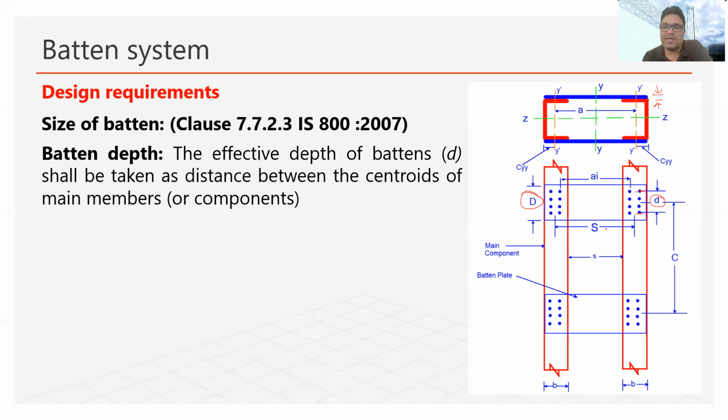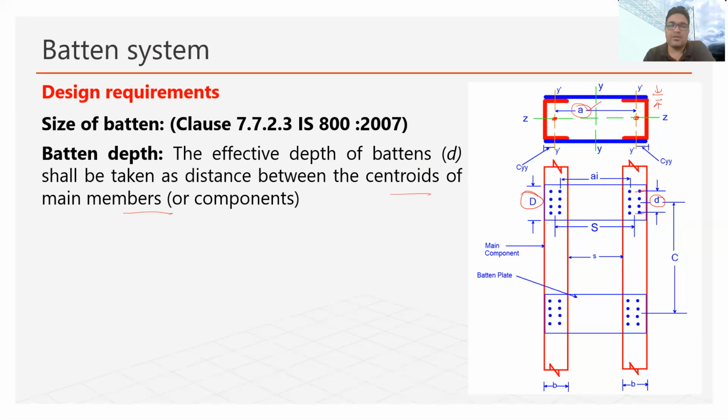Now this effective depth as per IS code shall be taken as the distance between the centroids of the main members. Now in the cross section here you can see these are the channel sections and their individual CG will be here. Their individual CG will be here. So the distance between these two CGs will be a. So it says that the effective depth of batten shall be taken as the distance between the centroids of the main members. So this D will be equivalent to a.